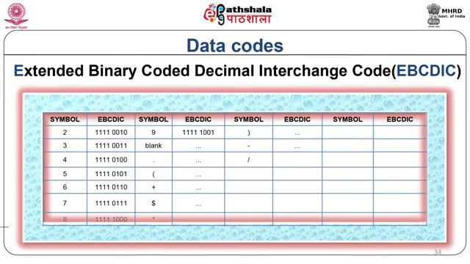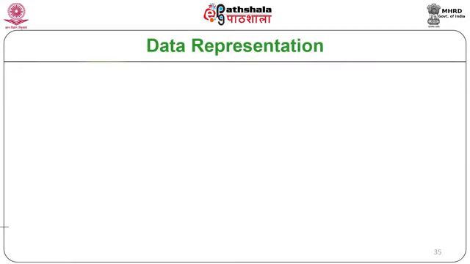EBCDIC code allows a representation of a maximum of 256 characters. EBCDIC has a wider range of control characters than ASCII. The major disadvantage of this code is that parity checking for error detection cannot be used on an 8-bit system. Most other computers use ASCII code. Now let us learn about the various ways of representing data.